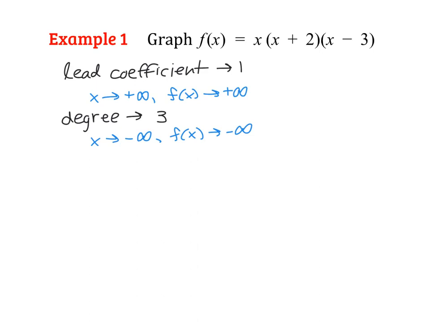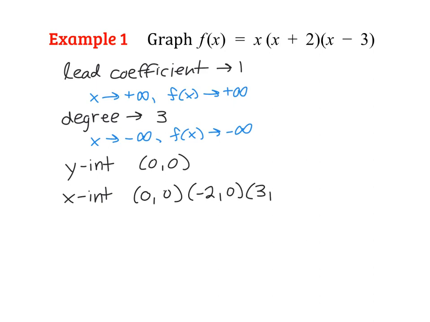Okay, next, I need to find my intercepts. So let's start by finding the y-intercept. And remember, we can do that by setting x equal to 0. So if I have 0 times anything, I know that my y-intercept is going to be at the origin. And then last, I need to find my x-intercept or intercepts. Here I have 3 factors, so I know that I'm going to have 3 x-intercepts. So at the origin, again, I have one at -2, 0, and 3, 0.